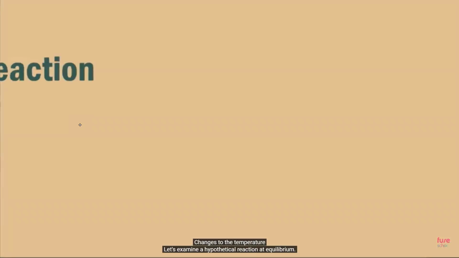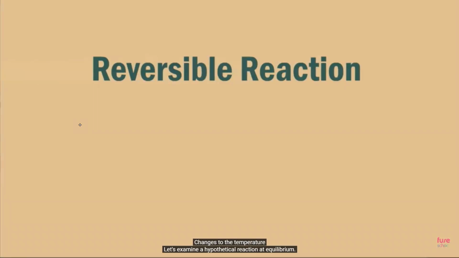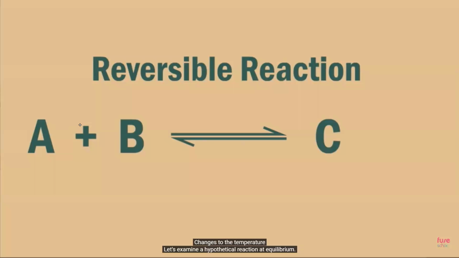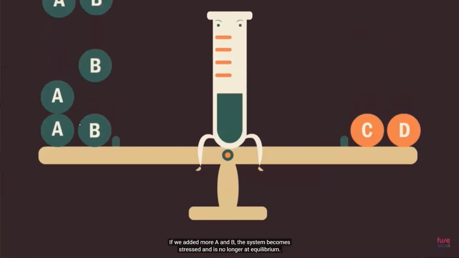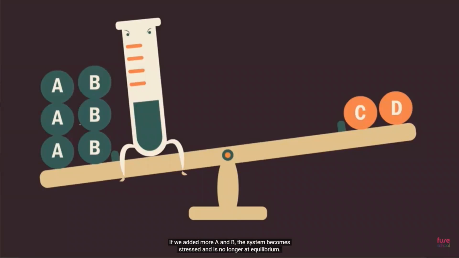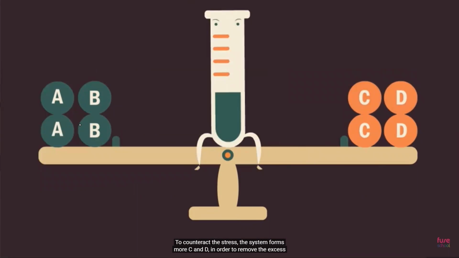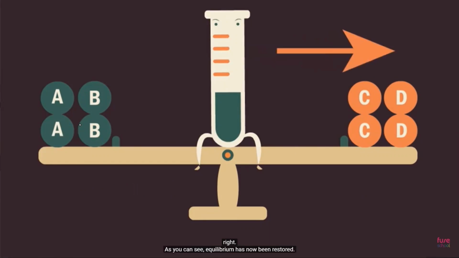Let's examine a hypothetical reversible reaction at equilibrium where reactant A reacts with reactant B to form product C and product D. If we added more A and B, the system becomes stressed and is no longer at equilibrium. To counteract the stress, the system forms more C and D in order to remove the excess A and B. The equilibrium, therefore, shifts to the right.